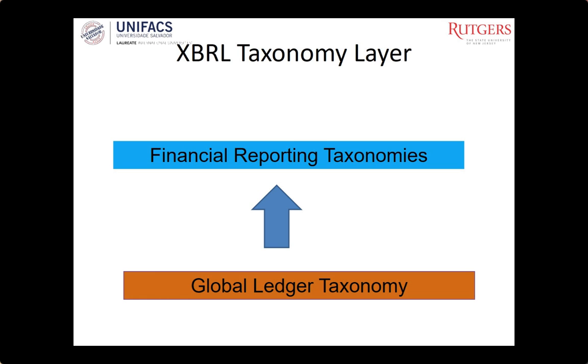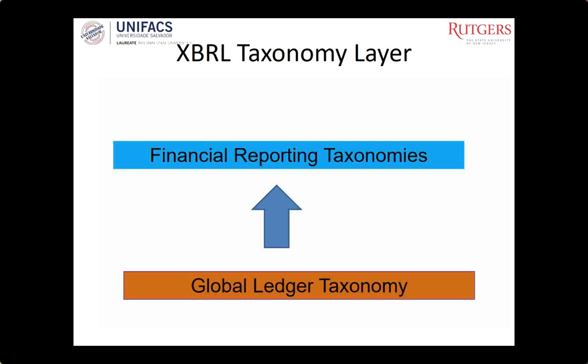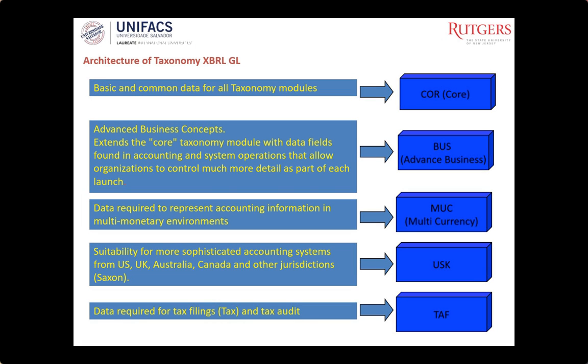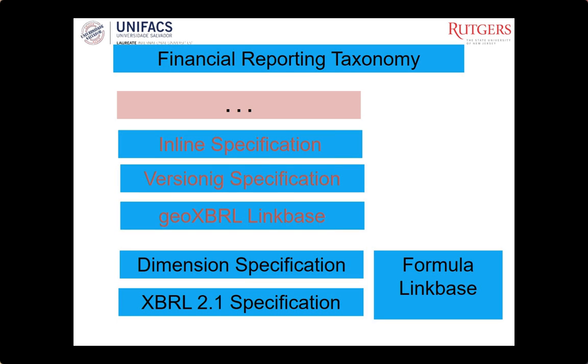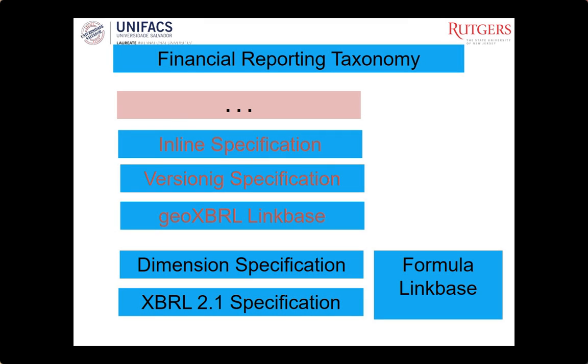The taxonomy layer has two layers, global ledger and financial reporting taxonomy. The global ledger is a ledger for the transactions that represent the detailed transaction. The financial reporting definition is a summarized layer. Here are some specifications of this URL.